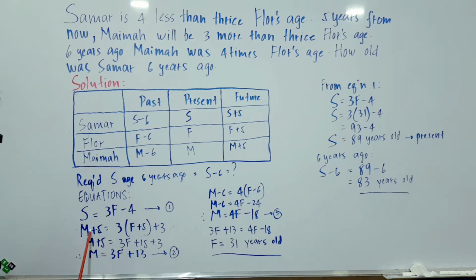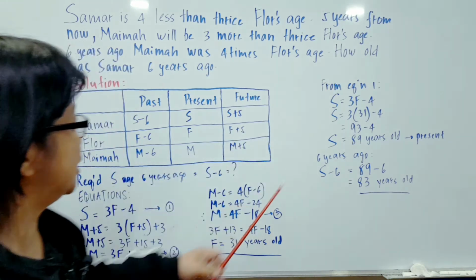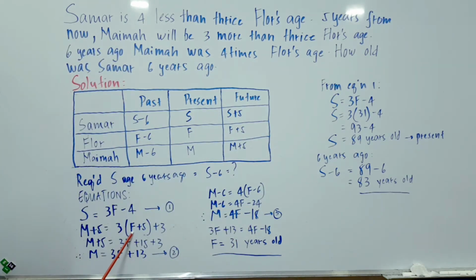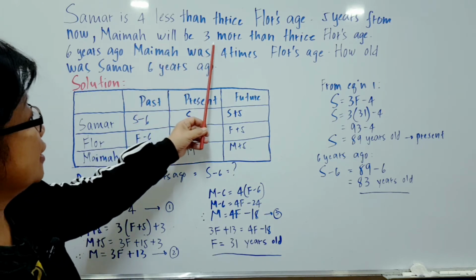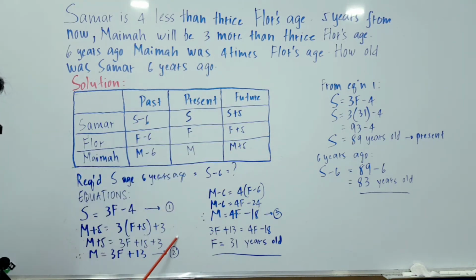Therefore, M plus 5 is equal to thrice, they said here thrice Flor's age, 5 years from now, which is F plus 5, and 3 more than, that means plus 3. So, simplifying this one, M plus 5 is equal to 3F plus 3 times 5 is 15 plus 3. M, therefore, is equal to 3F plus 13. So, meron na tayong equation 2.